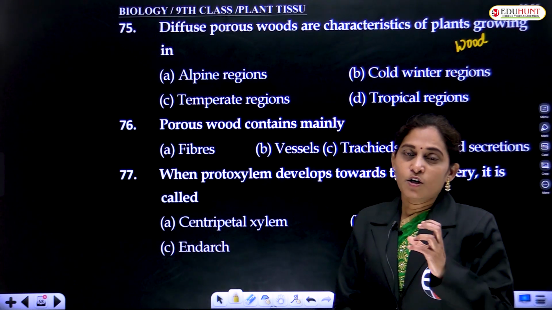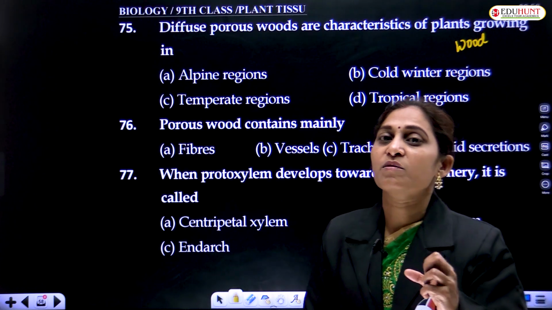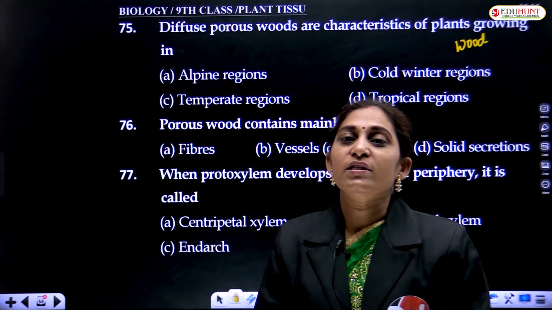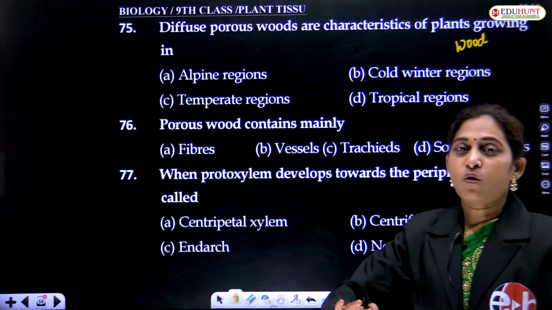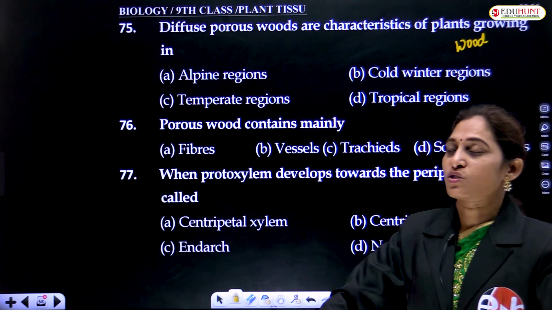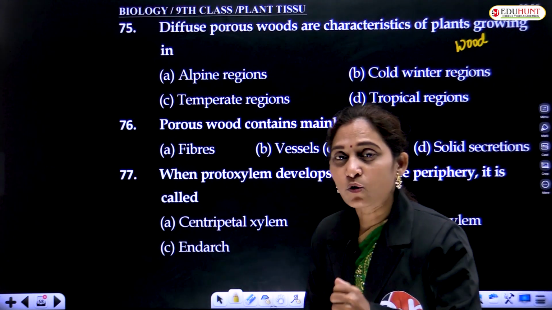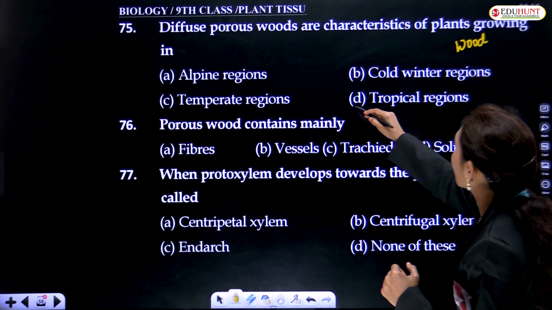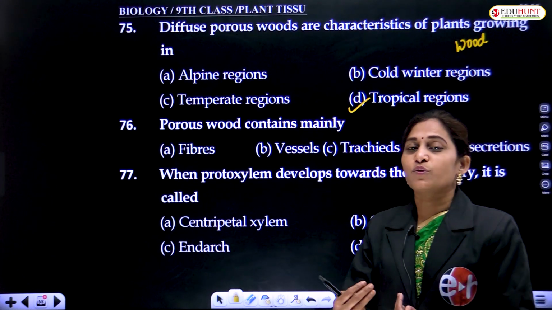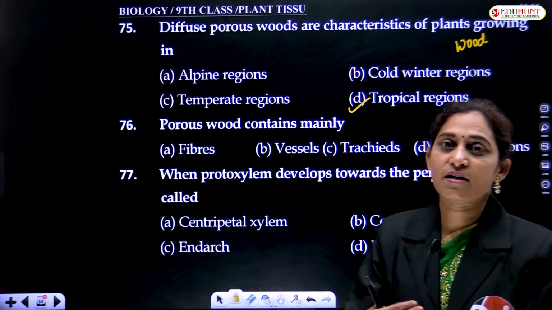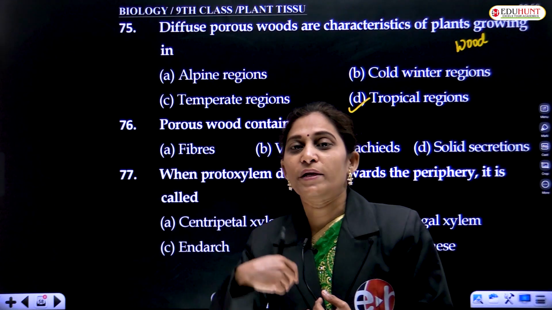This wood that is developed from the vascular cambium, if it possesses wider lumen, xylem vessels with wide lumen, that is called porous wood. If it is diffused porous, means the pores, the vessels are diffused. So that kind of development of wood is seen in tropical regions. Tropical regions lo ilanti seasonal fluctuations, seasonal variation, and there is a demarcation between the autumn season and spring season.